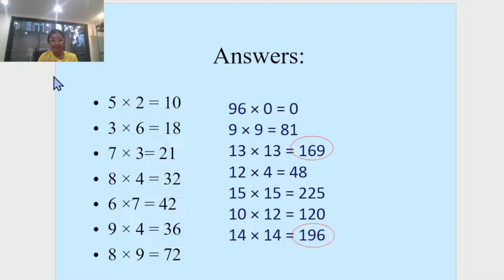The medium section. 6 times 7 is 42, 9 times 4 is 36, 8 times 9 is 72. 96 multiplied by 0 is 0. Now, you're probably wondering, why did I put that in the medium section? Why not the easy section? Well, some people, when they process it in their brains, think, oh, it's 96 multiplied by 0. And remember this, anything multiplied by 0 is always 0.